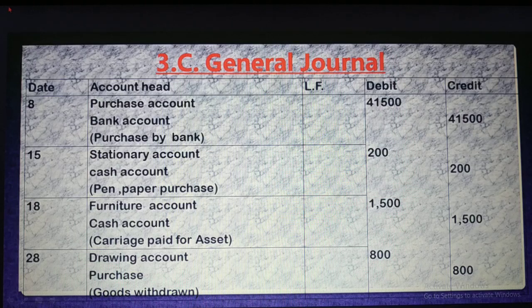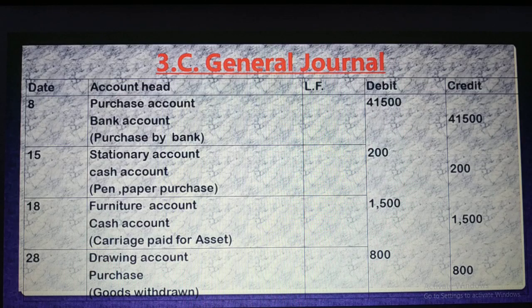So look at, again I am telling, purchase account debited because it is an expense. If expense increases, then it will be debited, and bank account credited because bank is your asset, and if asset decreases, then it will be credit.